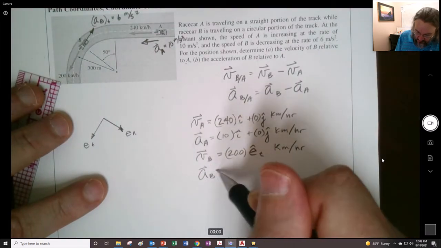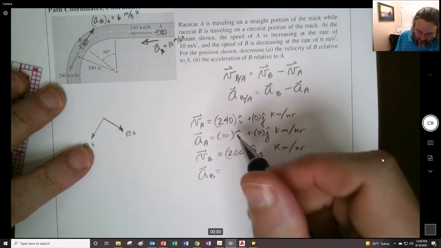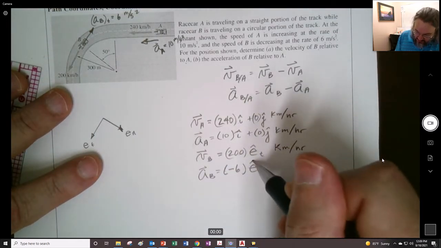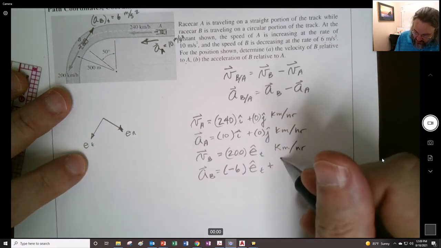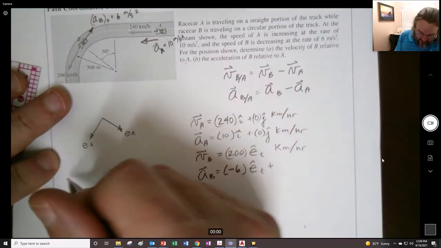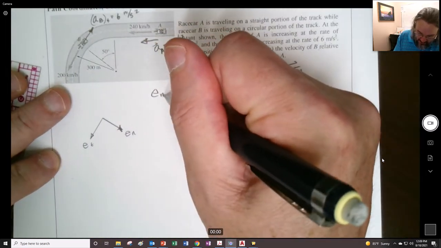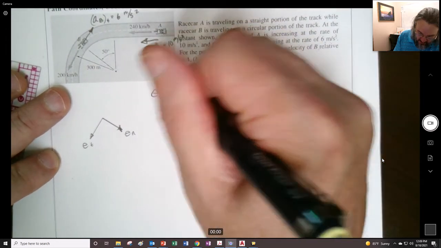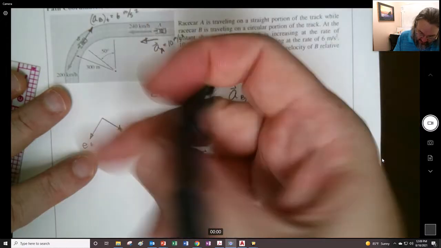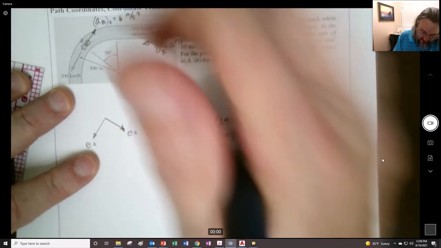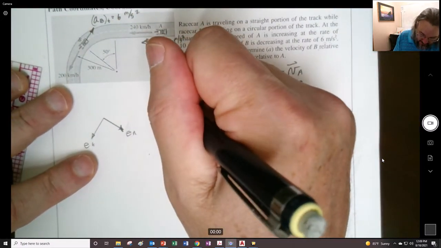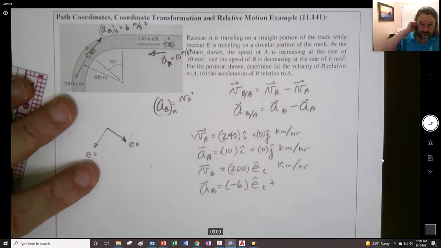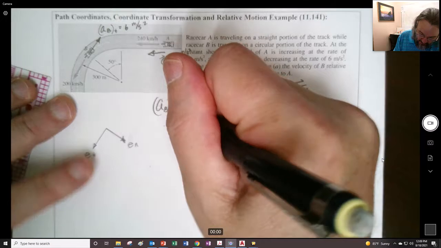Acceleration. All right, so now we're going to write that it's going to be negative 6 ET plus, and now we get a calculated thing. So let's do it over to the side. EN is equal to the acceleration of B in the n direction, sorry, not EN. That's the right way to write it. All right, it's going to be that over this.